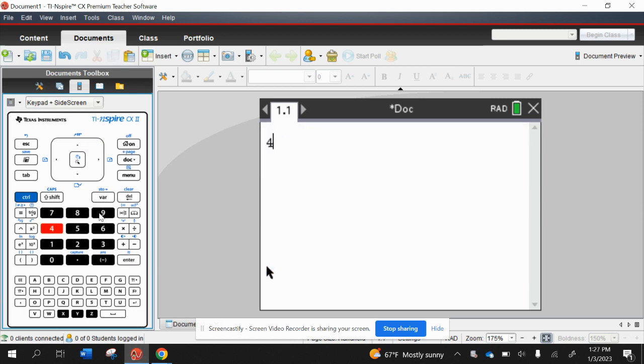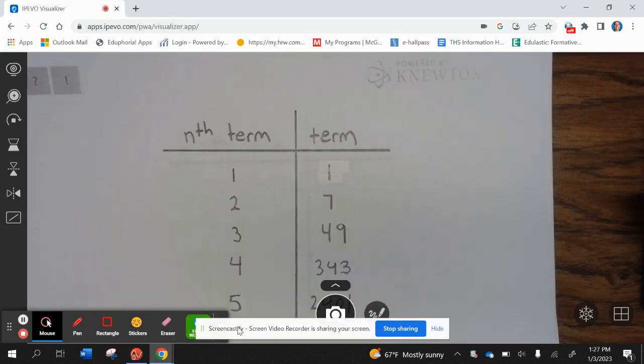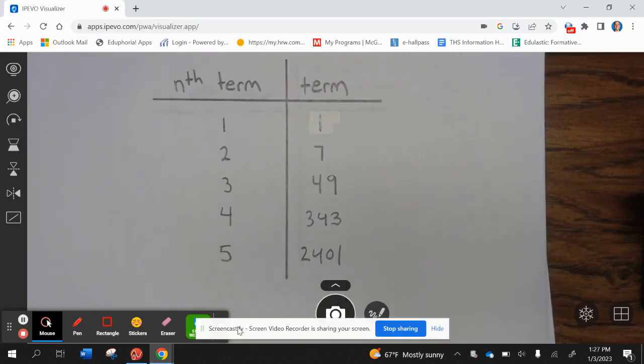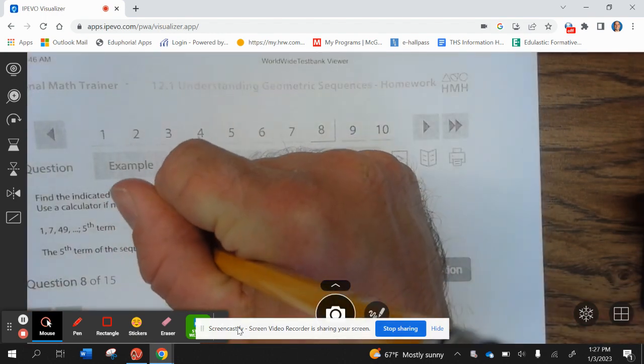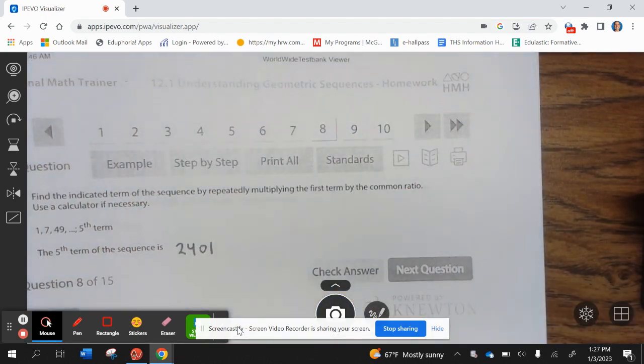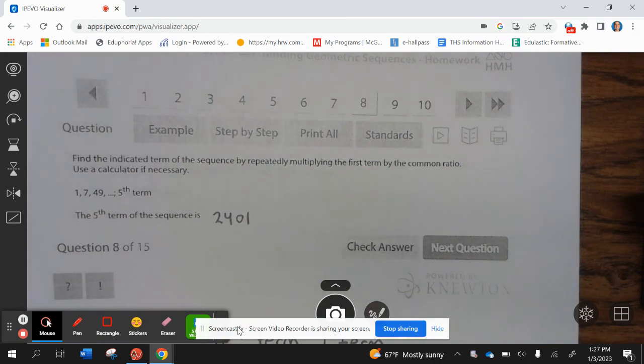49 times 7 is 343. And so then the fifth term, we multiply 343 times 7, which is 2,401. So the fifth term is 2,401. All right, go ahead and finish up that example.